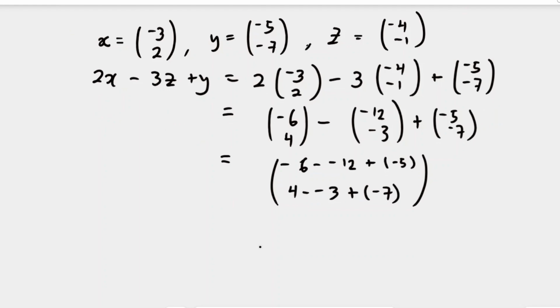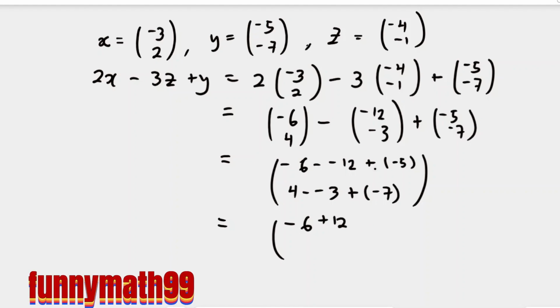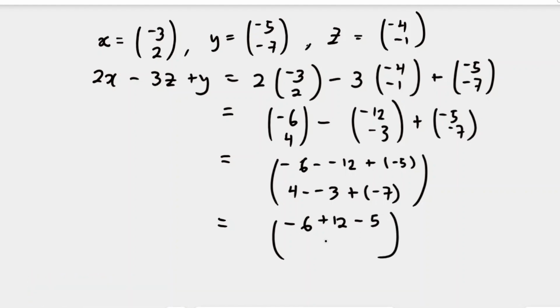Now we can go ahead and do the arithmetic here. There's a basic one, very simple. So we're going to get negative 6 minus negative is going to be plus 12 plus negative is going to be minus 5. So that would be for the x component. Let's come to the y component. So we have 4 plus 3, that is minus negative, is going to be plus, minus 7.